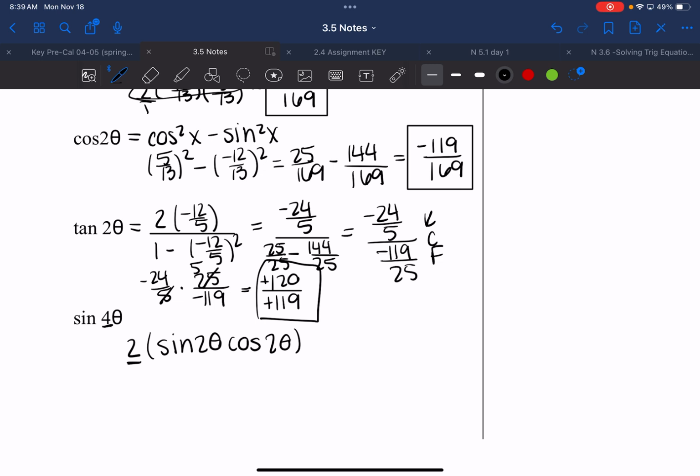All right, so we already found sine of 2 theta. What did we say that sine of 2 theta was? Right, so I'm going to replace this with negative 120 over 169. And we also already found cosine of 2 theta. What did we say that was? Negative 119. And then I just bring that 2 down in front, right? And then we just multiply that all together. So we're going to get some pretty big numbers this time. What is 2 times negative 120 times negative 119? Some of us got some calculators.